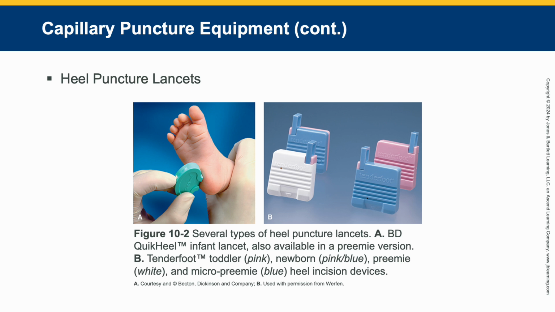And then if you have a micro preemie, which is the teeny tiniest babies, then those are the solid blue ones. And so if you end up working in a women's center, hospital, or something, you will need to learn about these different colors for sure, so that you don't use the wrong size lancet on those babies.